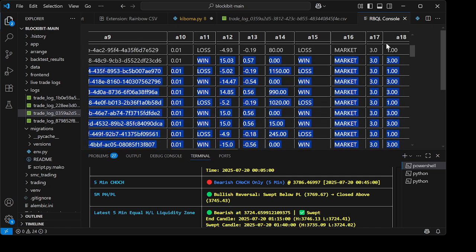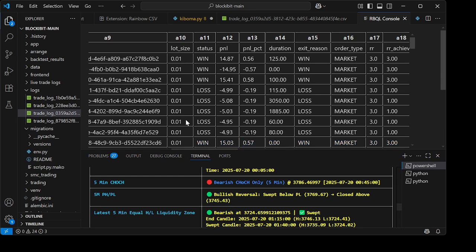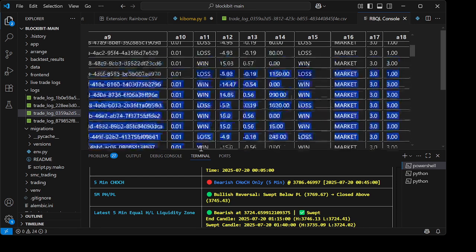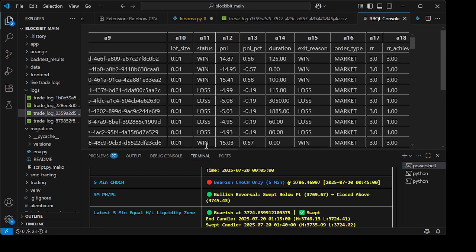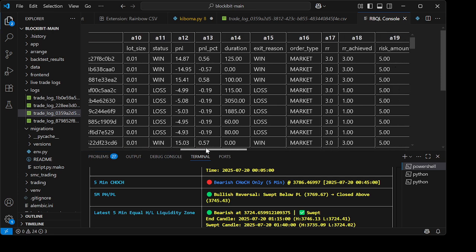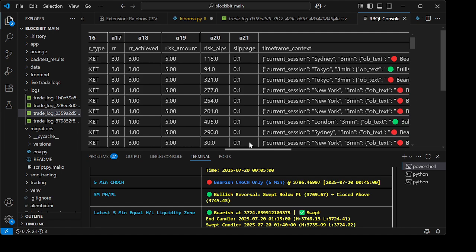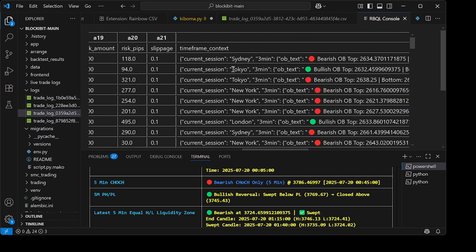Duration, it took 125 minutes. That was almost 3 hours. Wow, 3 hours, really? Yeah, almost. Okay, no, that is 2 hours and 5 minutes. I don't know why it is not scrolling. Yeah, so these are the details. You can come here and see this was in the Sydney session, and 3 minutes.